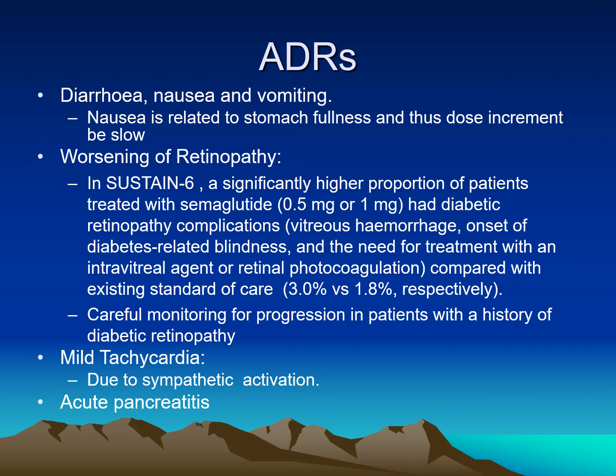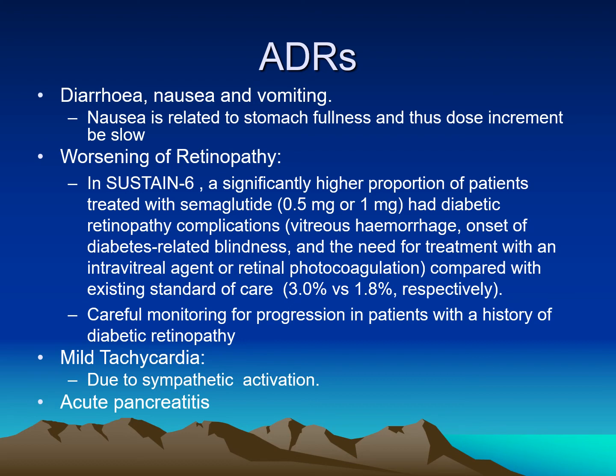Like other drugs, there are adverse effects and they include common GIT effects: diarrhea, nausea, vomiting. Nausea is related to stomach illness, and therefore dose increment should be done slowly over a few weeks. Worsening of retinopathy has been found with semaglutide, and we should be very careful in monitoring eye changes. Mild tachycardia and acute pancreatitis are also reported.